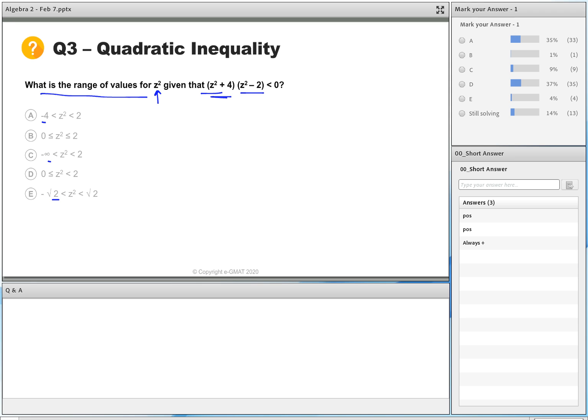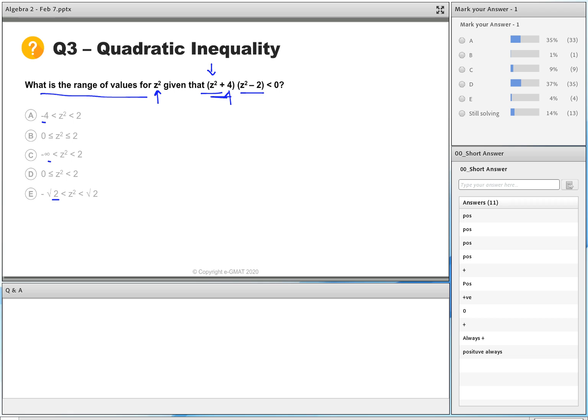Is it positive, negative, non-negative? Absolutely correct. It's always a positive number. The minimum value of z square is equal to 0, right? With that, I have 4. So the minimum value of z square plus 4 is 4. So z square plus 4 is either 4 or greater than 4, right?